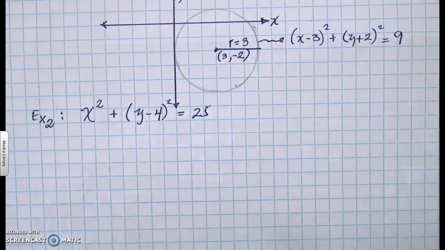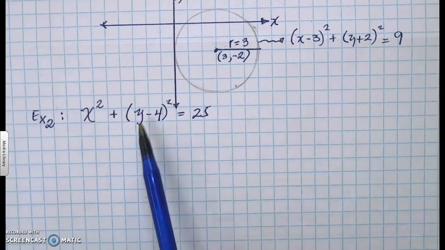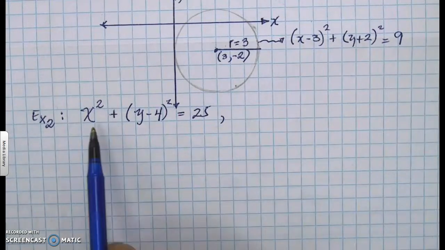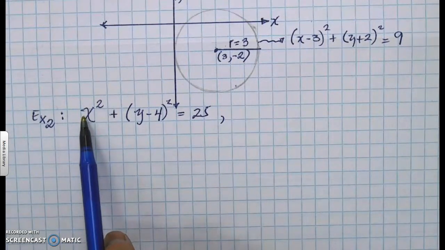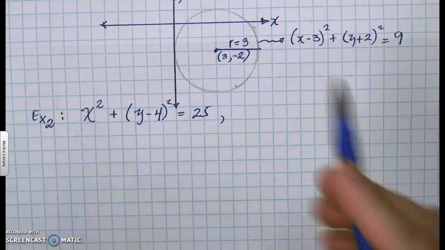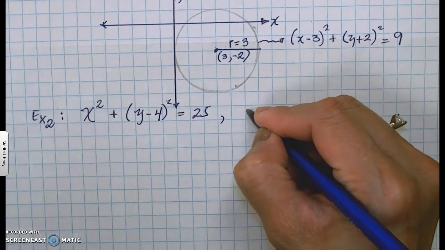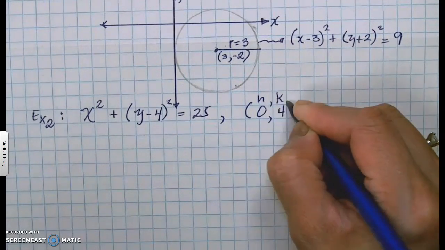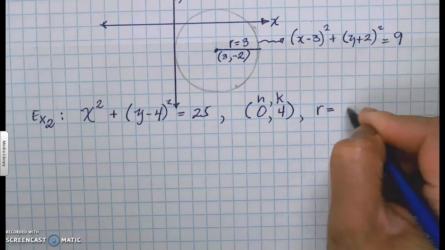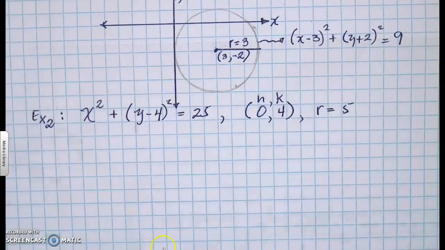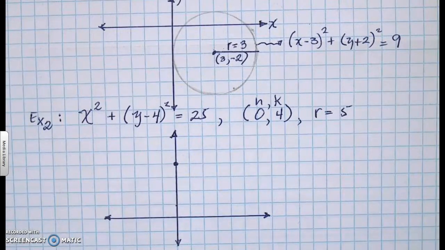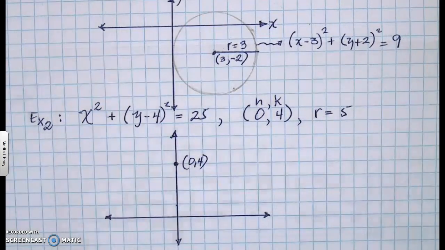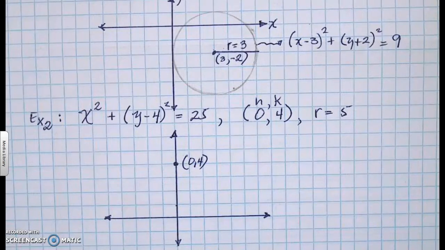Okay, guys, so example number 2 is x squared plus (y minus 4) squared equals 25. I can look at this, and my h is 0, my k is 4, and my radius is 5, because 5 times 5 is 25. Since our center is (0, 4), you'll have to open your compass to 5 units, and that is your radius.